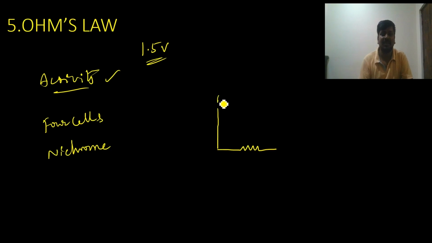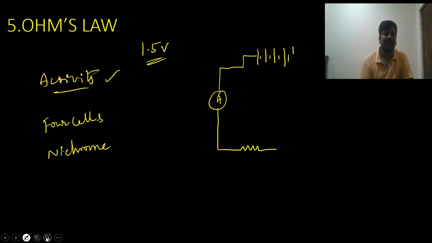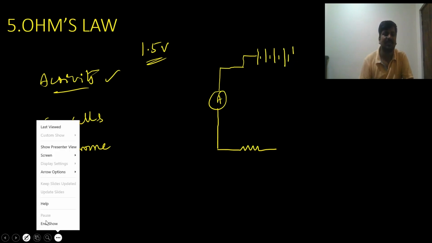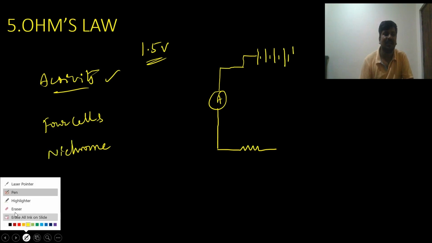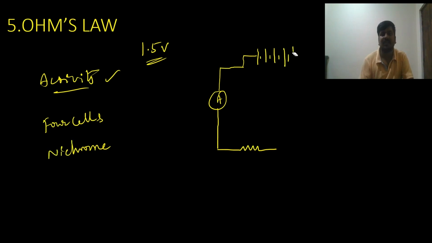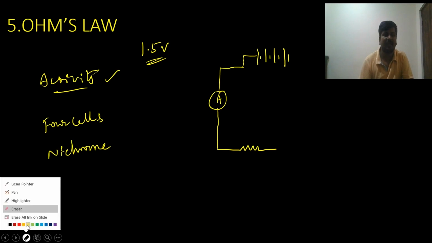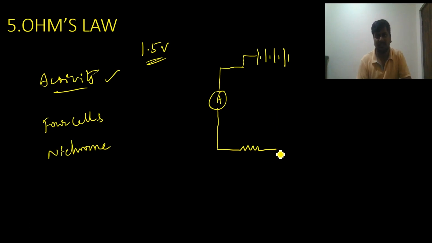So here I am taking the ammeter, and I am considering the cell. 1.5 volts, 1.5 volts. So 4 cells: 1, 2, 3, 4. So I have considered 4 cells, and those 4 cells we are connecting.